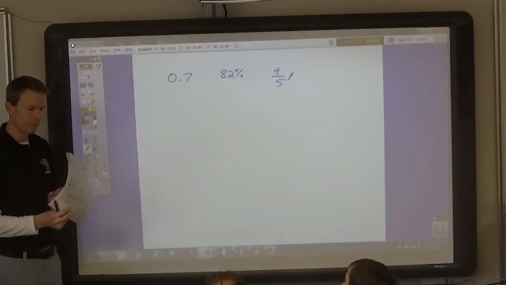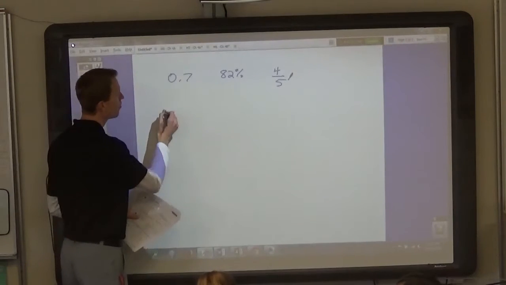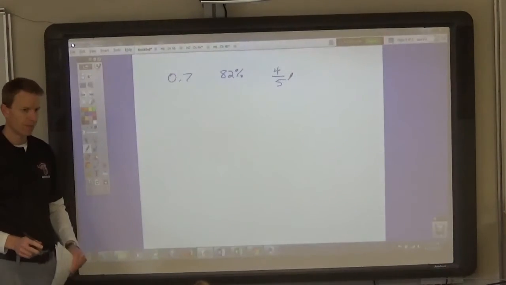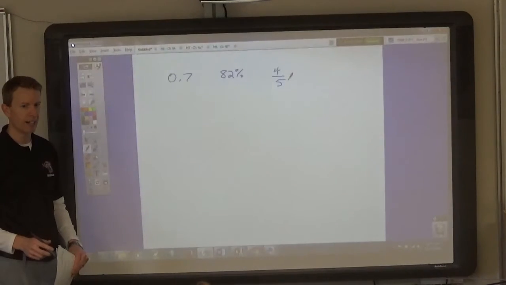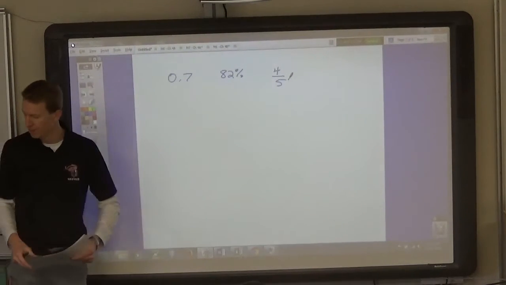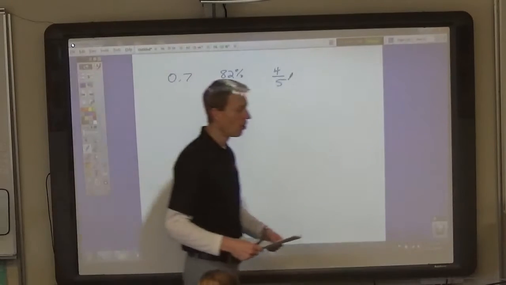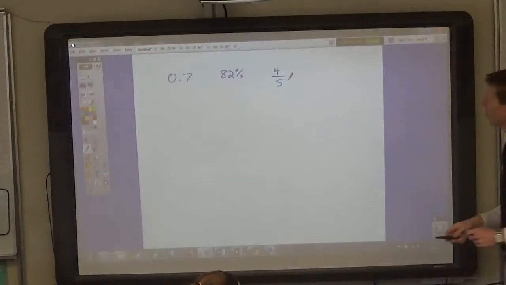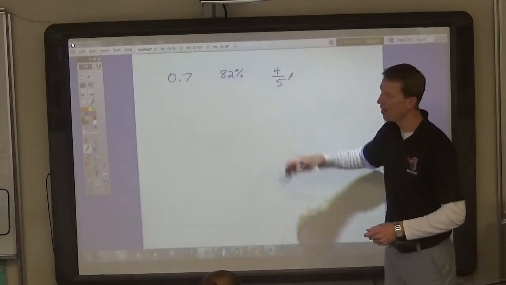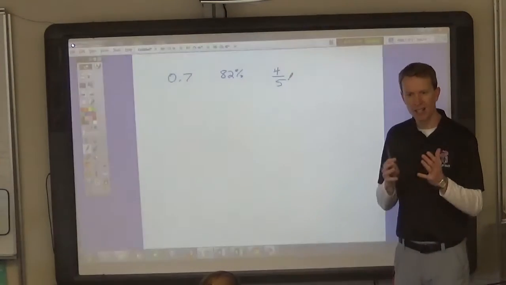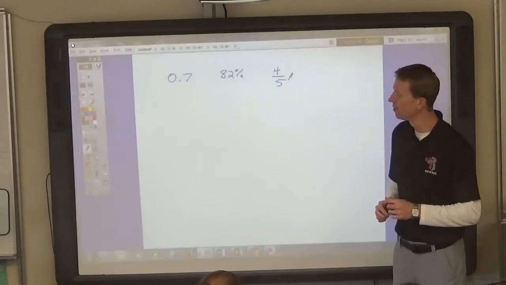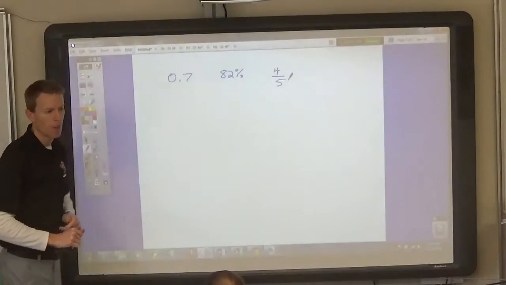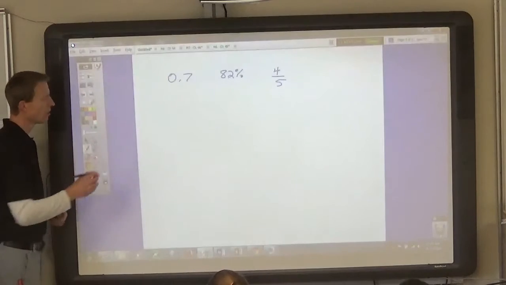It says put them in order from least to greatest. Least to greatest. Okay? So we have to put them all in order. We have to be able to tell, because they're all kind of close. They're all more than half. So what do we need to do here? Can we change them all to the same form?